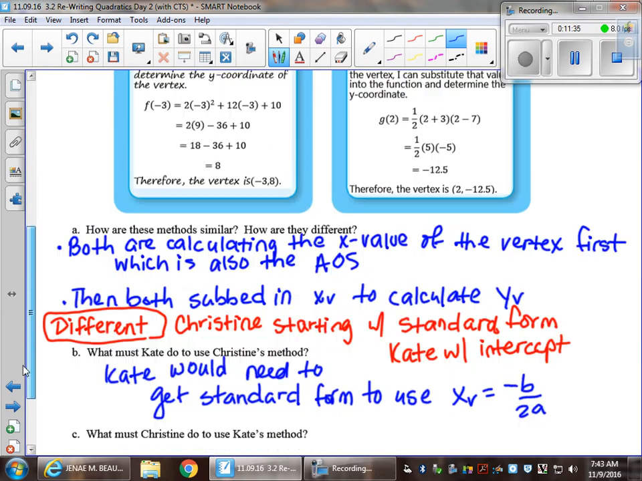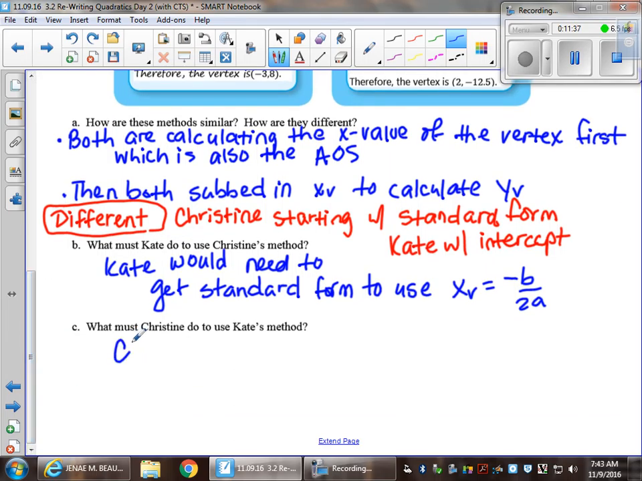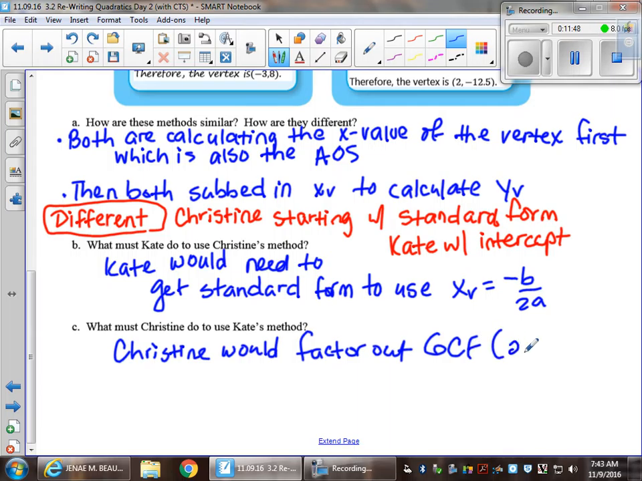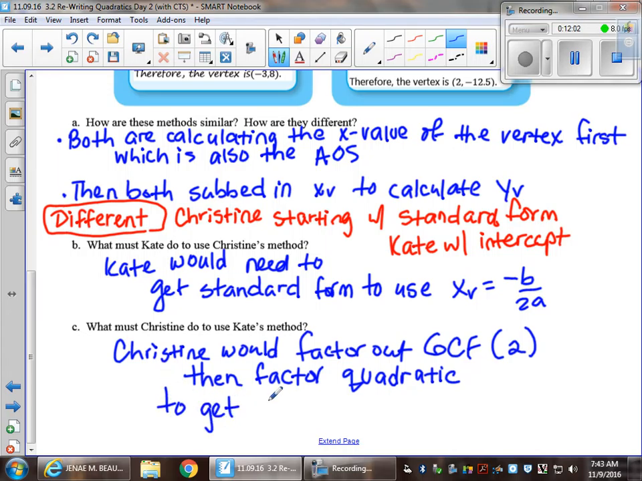So she would first pretend like you were her. So Christine would factor out the GCF, which is 2. Then factor the quadratic to get what form? What would she be working towards? Focus on the vocab. What form would she be working towards? Intercept.